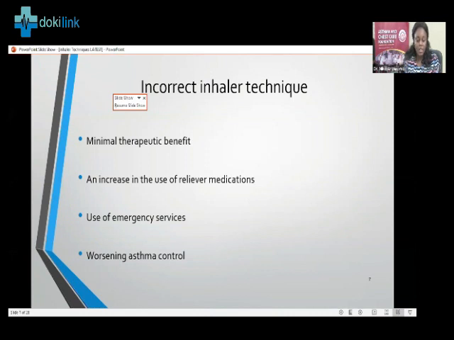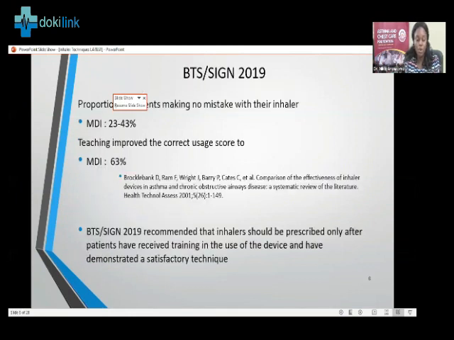It has been found that incorrect inhaler technique leads to minimal therapeutic benefits, with a subsequent increase in the use of reliever medications, an increase in the use of emergency services, and worsening of asthma control. In a well-conducted study by Brocklebank et al., it was found that only about 23 to 43% of patients on the metered-dose inhaler made no mistake using their inhaler. What this means is that close to 60% of patients on metered-dose inhalers are using the inhaler incorrectly. Then, in this same study, following teaching, just like the teaching we're going to do today, they found that there was improvement in the correct usage of the inhaler to 63%.